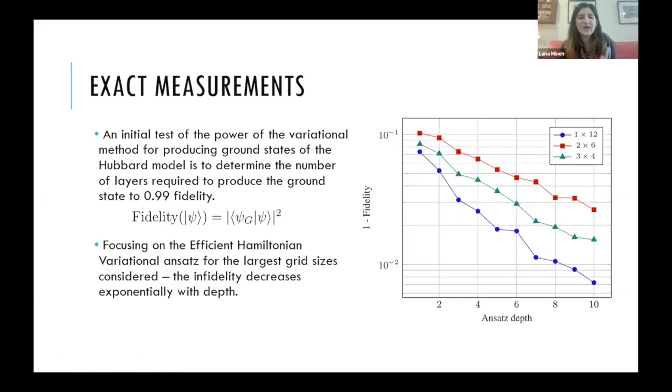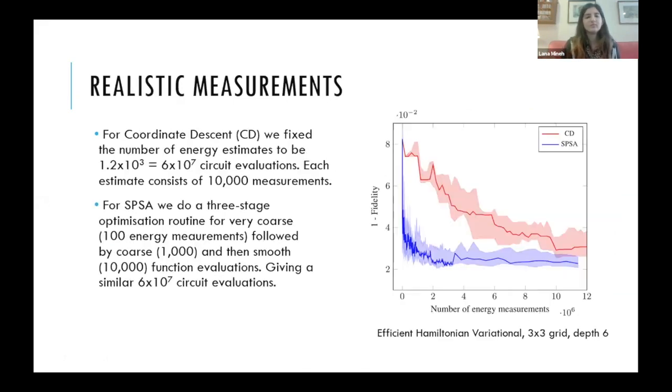And this graph here just shows that something is happening when you add a depth, like it is getting close to the ground state every time, which is reassuring to see. For realistic measurements, this compares coordinate descent and SPSA for a 3x3 grid. We fixed the same number of circuit evaluations to compare the two. As you can see, SPSA performs pretty well. It's designed to work with noise. And even when you use a very low number of measurements to estimate the energy, it still gets quite close to the ground state.